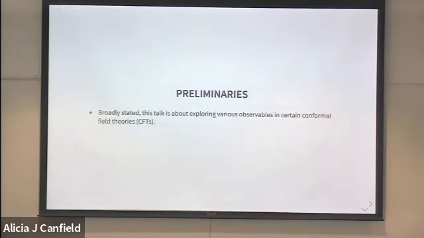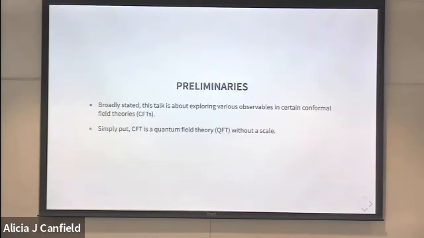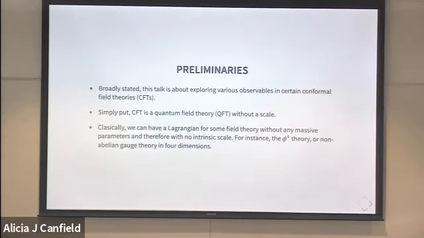Broadly stated, I'm going to be talking about properties of certain conformal field theories. I'll give a little reminder. Simply put, a conformal field theory is a quantum field theory without a scale. This property of the absence of a scale is quite easy to accomplish at the classical level. What you do is write down a Lagrangian and make sure that there are no massive parameters in there. Your theory can be quite sophisticated, such as QCD and Yang-Mills gauge theory or phi to the 4th theory in 4 dimensions.